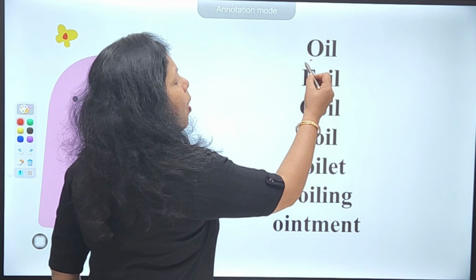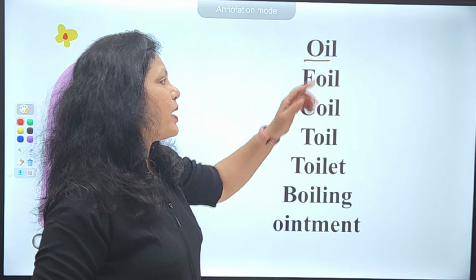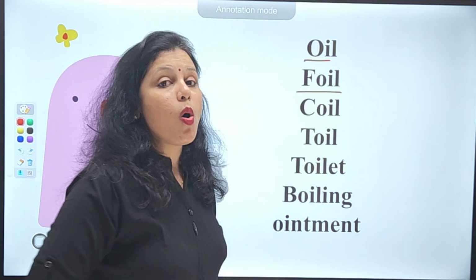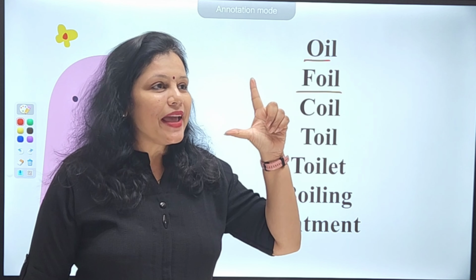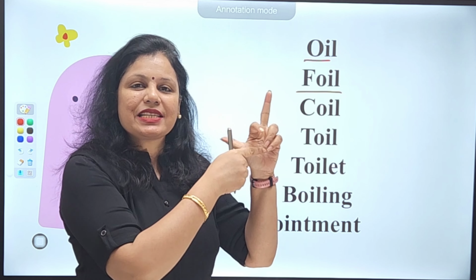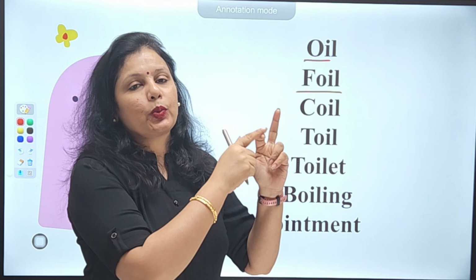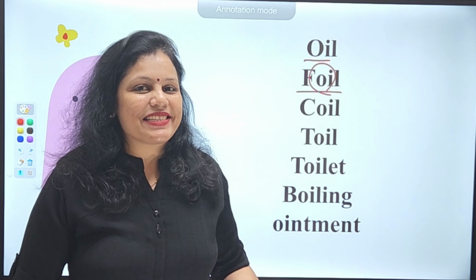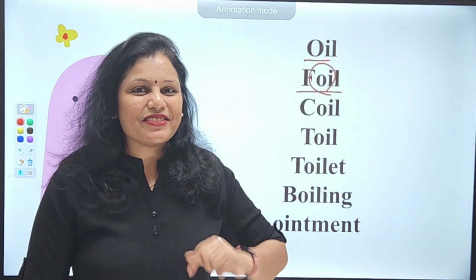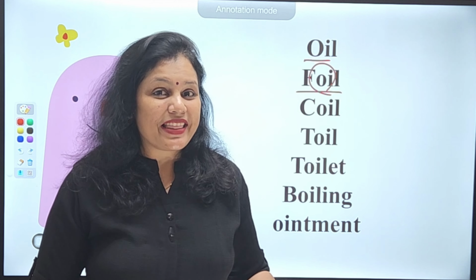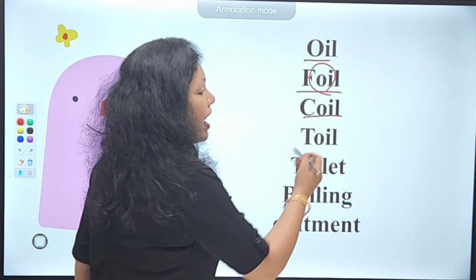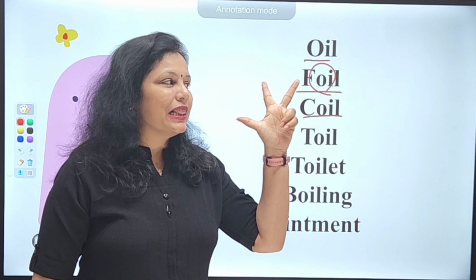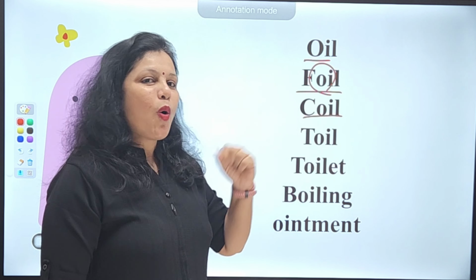Oil. Since the oy sound is coming in the beginning, that is why you will write oi. Similarly, oil. Where is the oy sound coming in the word? It is coming in the middle of the word, and that is why you will write oi. But in case it is not coming in the middle, then we have a separate rule for it, and that I'll cover in the next rule. Similarly, you have coil. Where is oy coming? In the middle, and that is why it is oi.